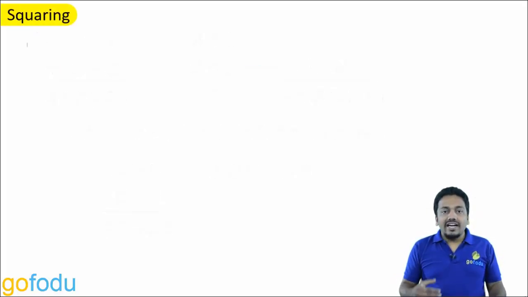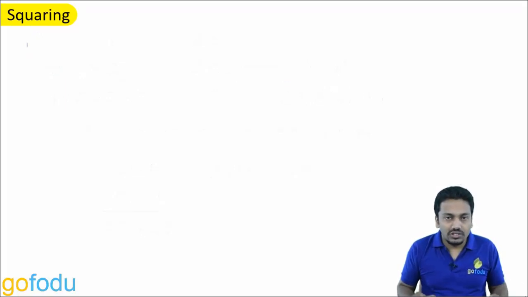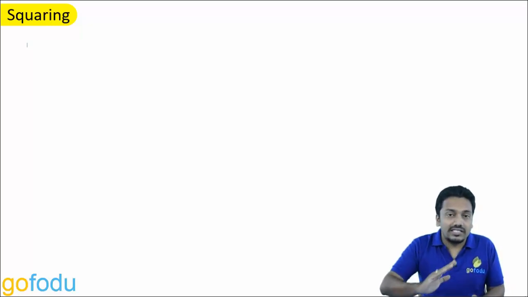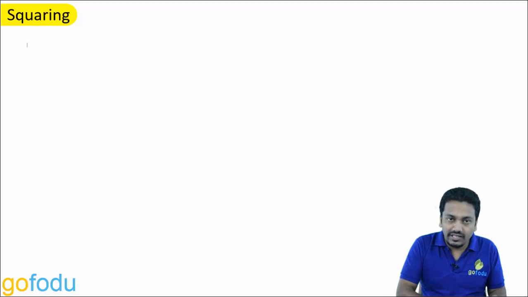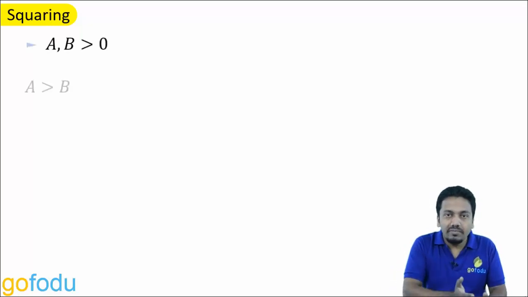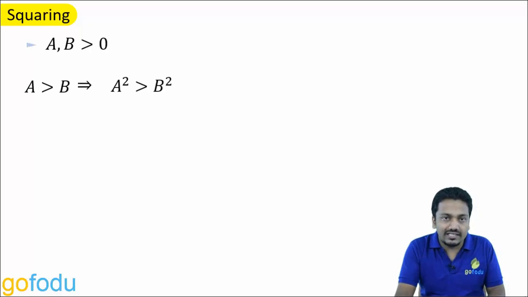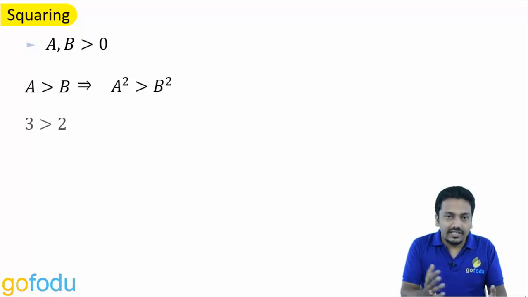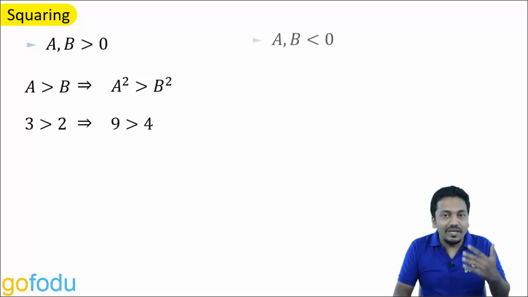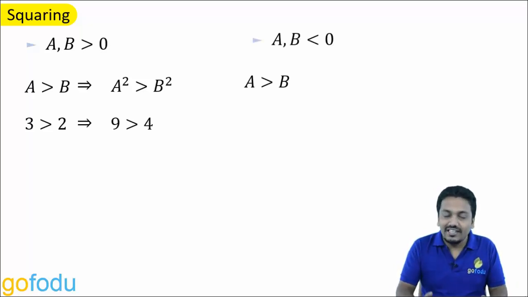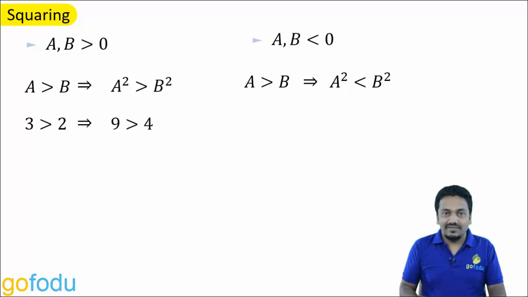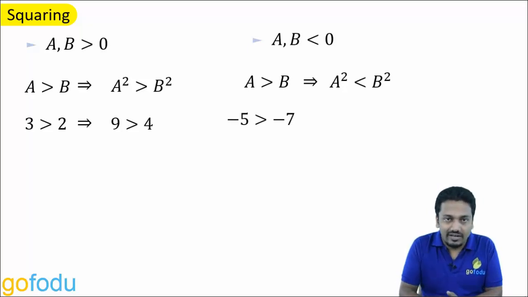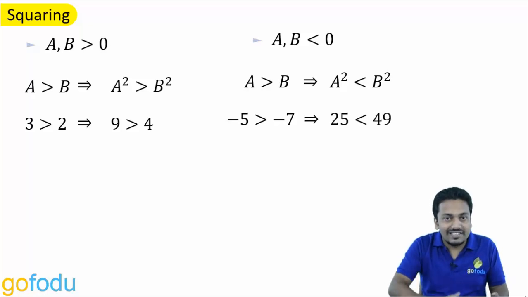Let's talk about squaring and cubing an inequality on both sides. Squaring can only be done if both A and B are on the same side of the number line. They should both be positive or they should both be negative. If both A and B are positive, then we can square on both the sides and the direction of the inequality will remain the same. 3 is greater than 2. We can square and write 9 is greater than 4. If both A and B are negative, then on squaring both the sides, the sign of inequality will change. Minus 5 is greater than minus 7, but on squaring we get 25 is less than 49.